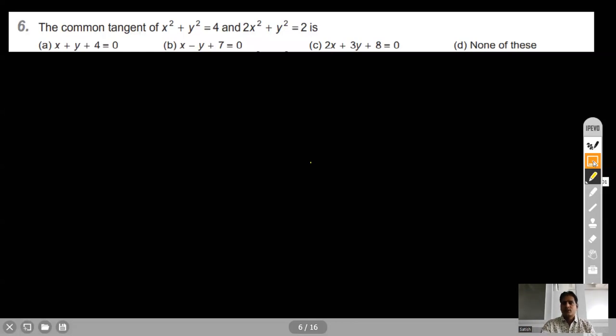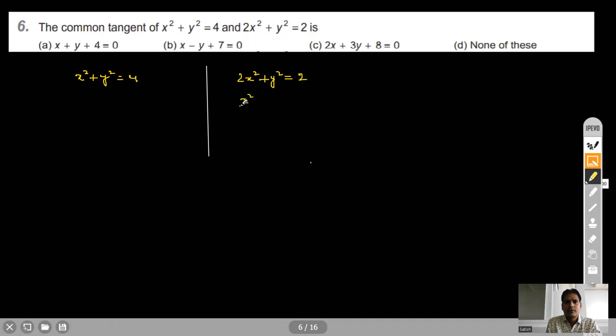Yes. So this is our question number 6. The common tangent of x square plus y square equal to 4 and 2x square plus y square equal to 2. Basically we are provided with two curves. The first curve is x square plus y square equal to 4, so this is basically a circle, right? And the second curve is 2x square plus y square is equal to 2.